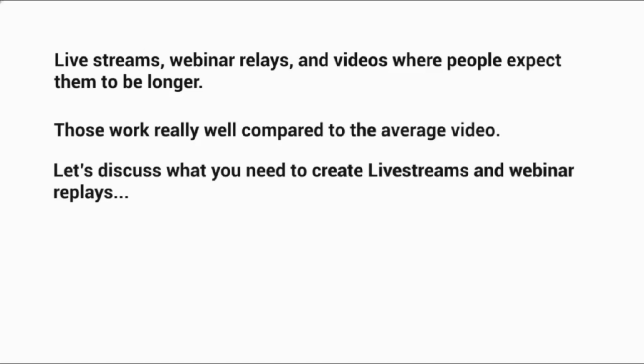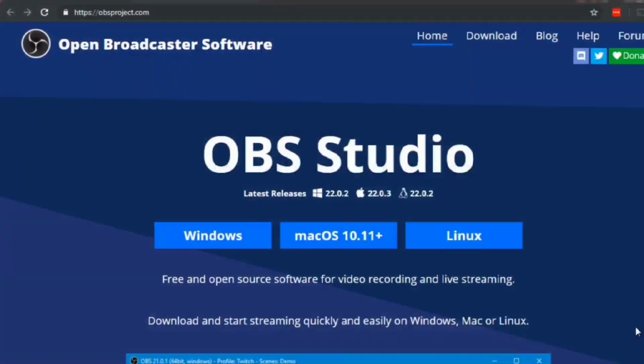So let's discuss what you need to do in terms of software or even web applications that you need to create live streams and webinar replays. In order to create a YouTube live stream, you're going to need to have broadcasting software. There are many. You can go to YouTube and type in live stream, how to set it up, and there are a lot of videos on that. But this is one particular one that we have used and that has worked really well for us. It's called Open Broadcaster Software, and it's free, best of all.